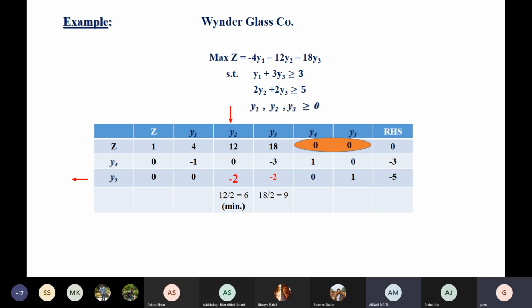So can you repeat the question? It was not clear, like some audio issue. Suppose this problem is given to you, max z subject to these two constraints and y1, y2, y3 greater than or equal to 0. Suppose this problem is given to you. Now, how do you solve it by simplex? What would be your approach?